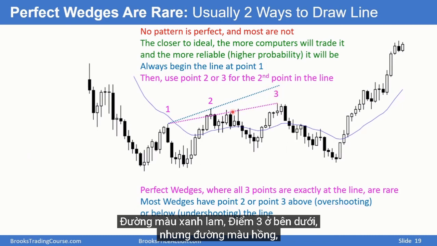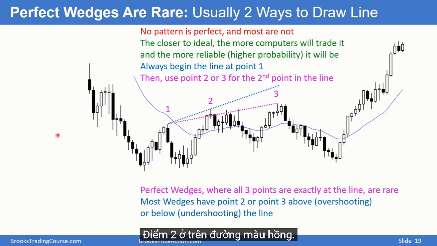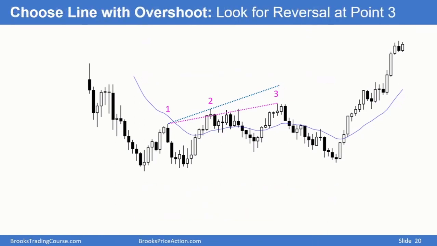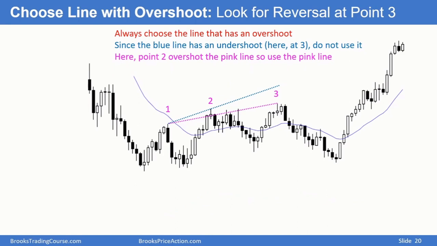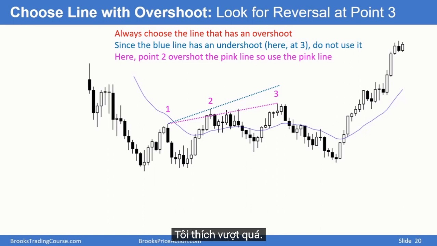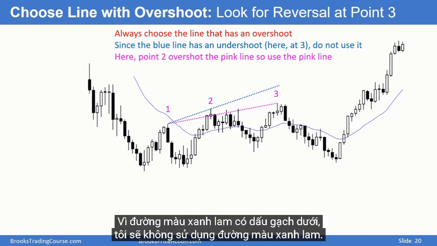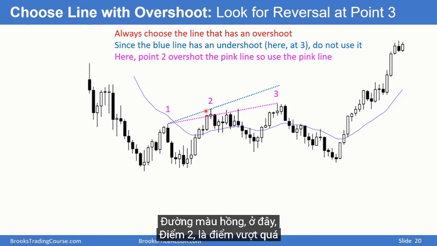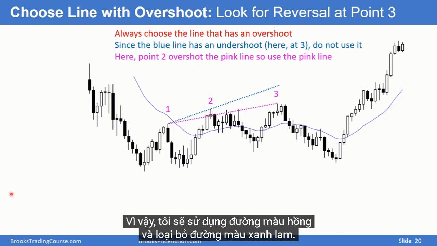For the pink line, point 2 is above the pink line. Point 2 overshot the pink line. Point 3 undershot the blue line. My routine is to always choose the line where there's an overshoot. I like overshoots. Since the blue line has an undershoot, I'm not going to use the blue line. The pink line here, point 2, is an overshoot, and I want an overshoot either at point 2 or point 3, so I'm going to use the pink line and get rid of the blue line.